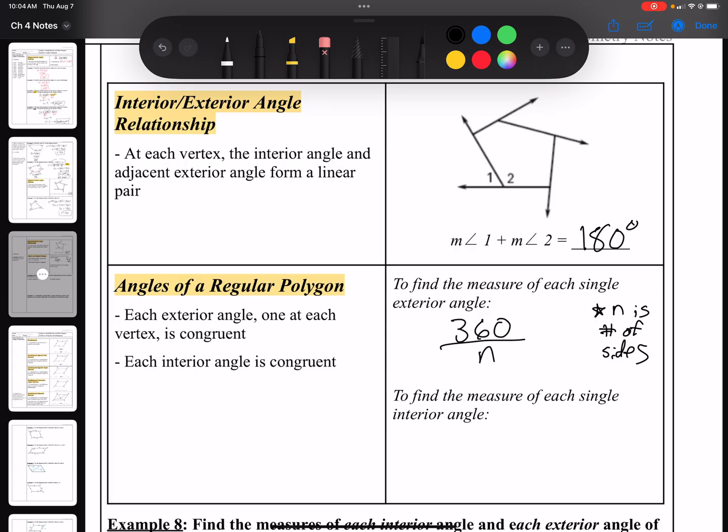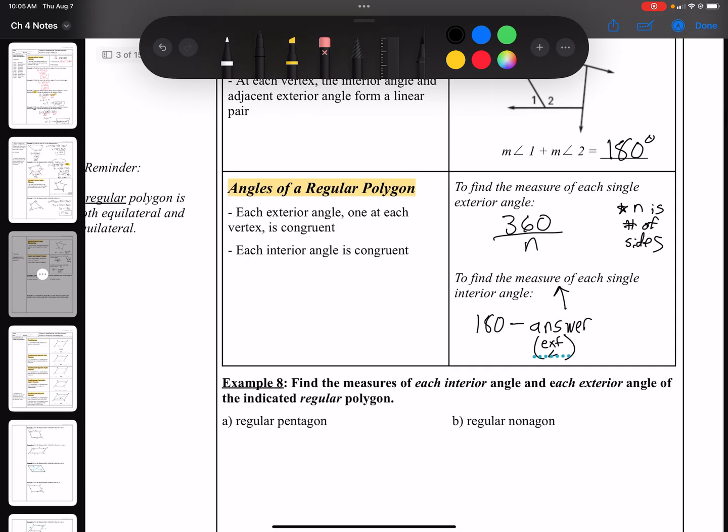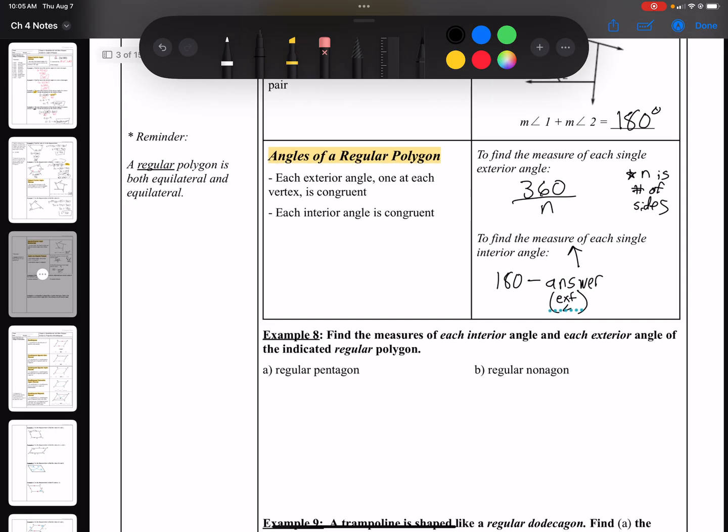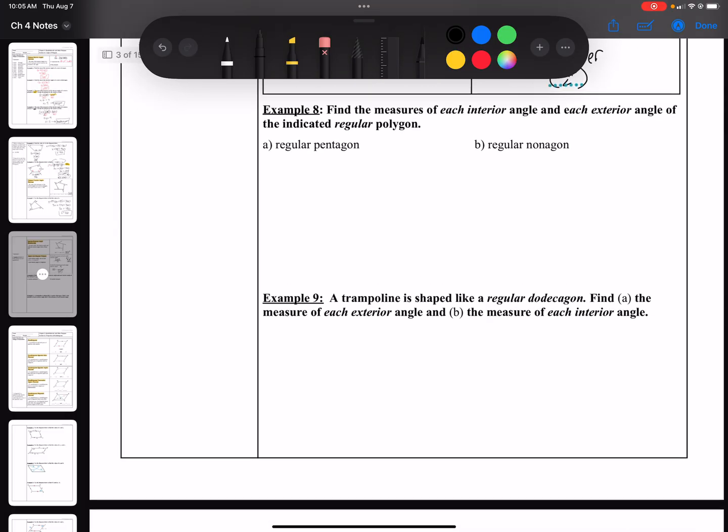How do you find the measure of each interior angle of a regular polygon? Well, remember, every interior and exterior angle form a linear pair, so all you need to do, that's 180, is take 180 and subtract your answer above. So you take the measure of the exterior angle and you subtract it from 180, and then you know how many degrees each single interior angle will be in a regular polygon. Let's try this out. Find the measure of each interior and each exterior angle of the indicated regular polygon.